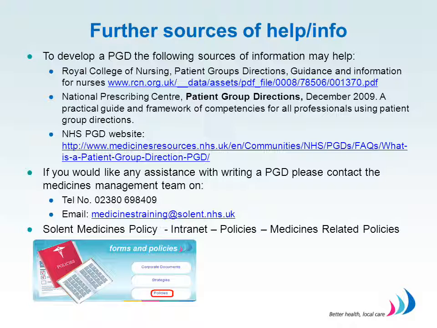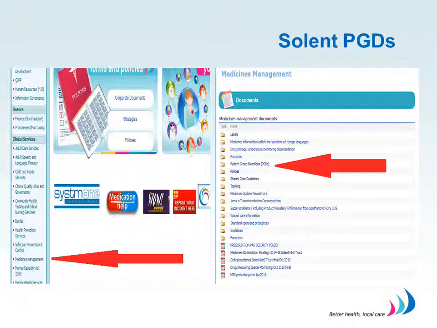If you are interested in developing a PGD to help improve your service, these resources may help. If you would like any assistance with writing a PGD, please contact the Medicines Management team. You can find more information on the rules governing PGDs in the Solent Medicines Policy. Current PGDs that are approved for use within Solent can be found on the internet under Medicines Management. It may be worth you having a look at what is available. If you feel a PGD may be relevant to your practice, we would advise you to ask your manager if they will assess your competence to use the PGD and sign you off.